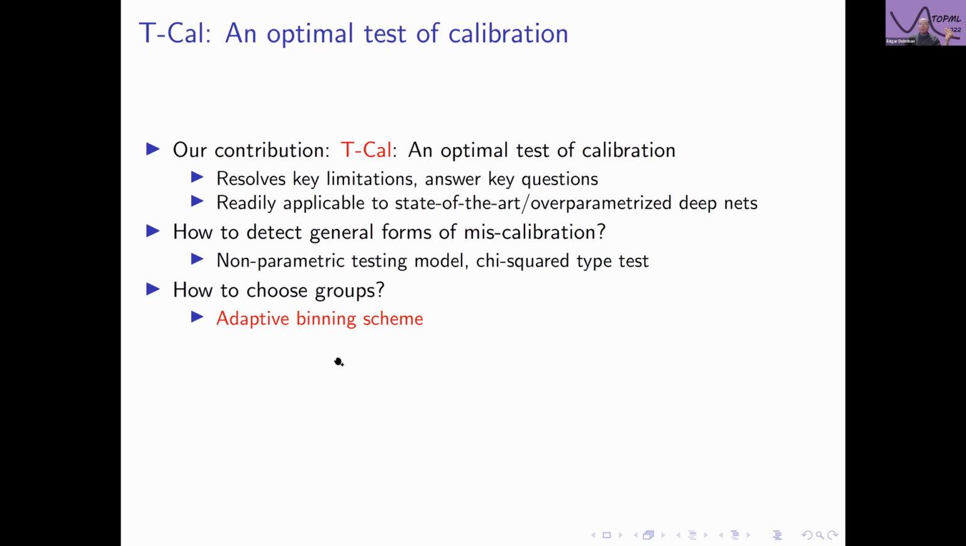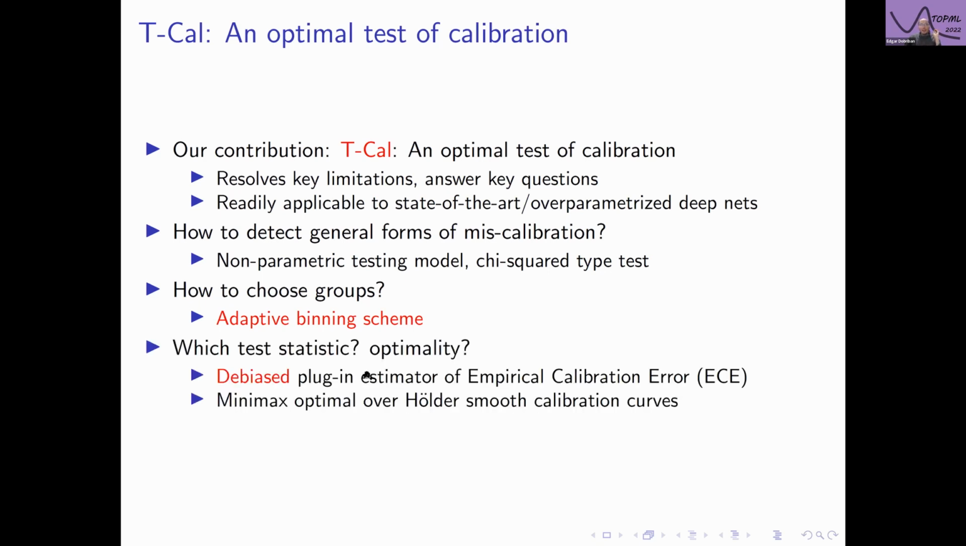And we borrow some ideas from non-parametric hypothesis testing where such things have been used in the past. And for the problem of choosing the test statistic and optimality, this is one of our main innovations: we figured out how to construct a very carefully debiased plugin estimator of the calibration error, which I'll explain in a second. And then further, again borrowing from non-parametric hypothesis testing, we've been able to show a concept of minimax optimality when the calibration curves are Hölder smooth. So that's a list of our contributions.